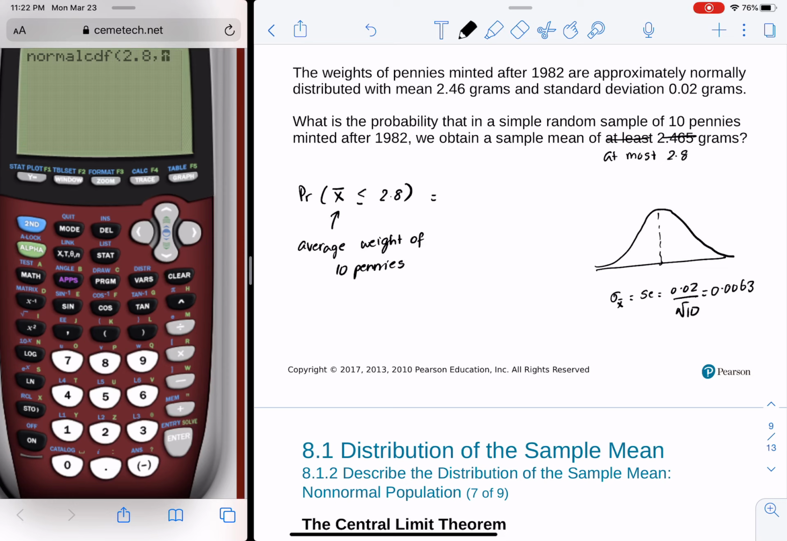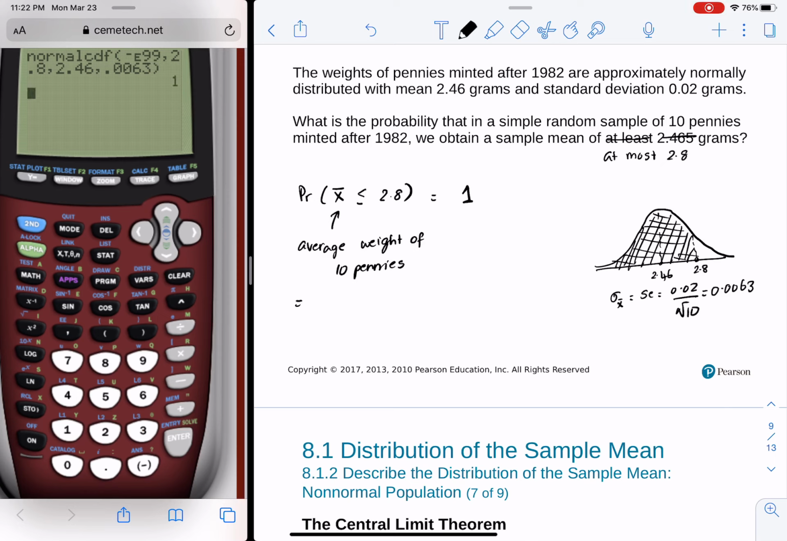So the mean is 2.46 and we want to find the probability that the average weight of 10 pennies is at most 2.8. So second vars, normal CDF, negative E99, comma 2.8, comma the mean is 2.46. The standard deviation is 0.0063. And that probability is 1.